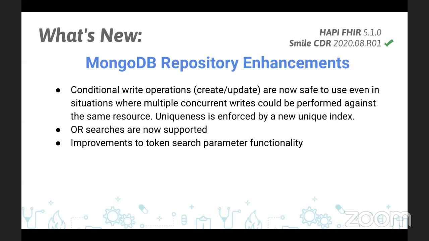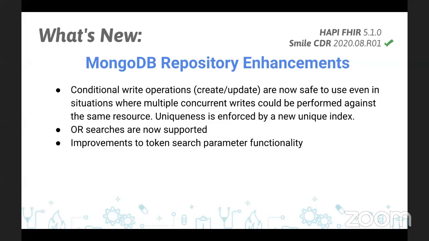We have continued to develop the MongoDB repository as well as an alternative to the relational database. We now support conditional writes, which is conditional create and conditional update. And they're completely safe to use even under high multi-threaded behavior. So even if you're doing conditional creates and conditional updates against the same patient, for example, in lots of concurrent threads, we're now enforcing uniqueness properly using a unique index. So it should be possible for you to do this and not create duplicates in Mongo, which is good.